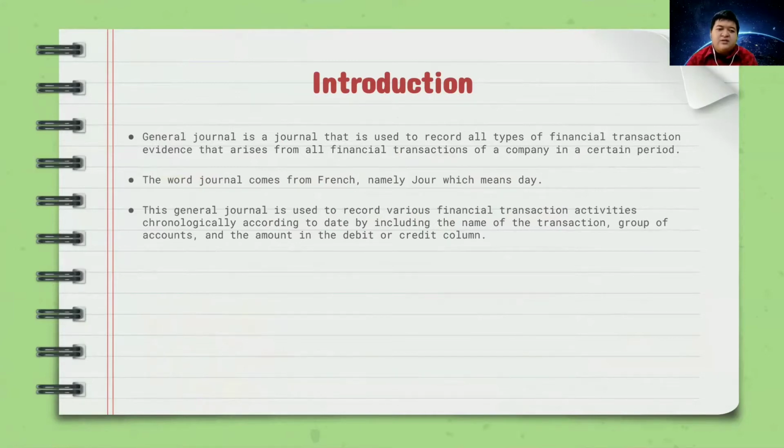The third, this general journal is used to record various financial transaction activities chronologically according to date by including the name of the transaction, group of accounts, and the amount in the debit or credit column.